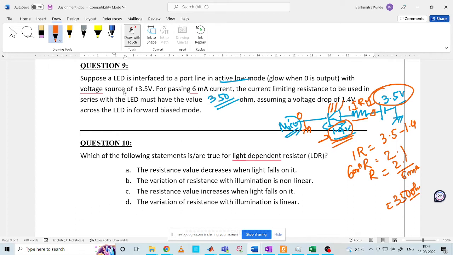Now I hope everyone is clear with question 9, because you will get this kind of question in your exam. Question 10. Value decreases and light falls. I think it's light falls on. Okay. Maybe we'll go to another assignment.